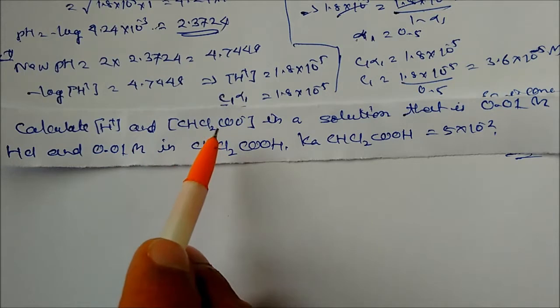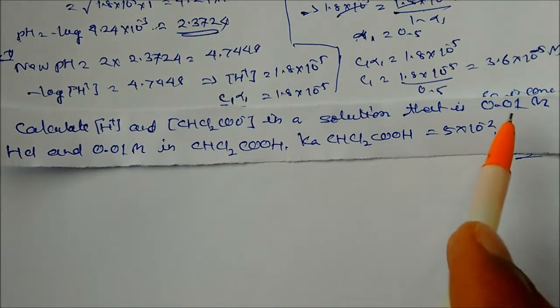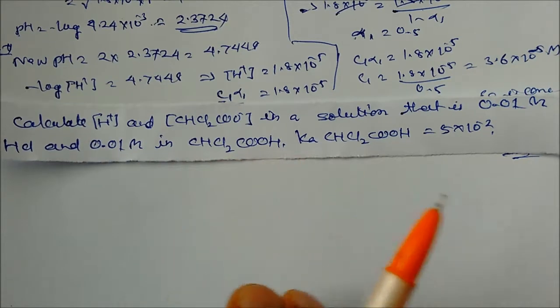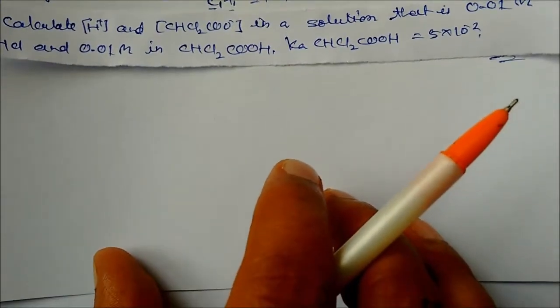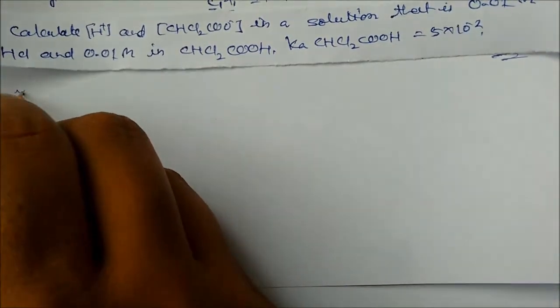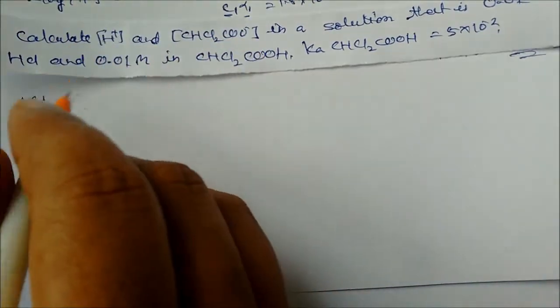H plus and CHCl2COO minus in a solution that is 0.01 molarity HCl and 0.01 molarity CHCl2COOH. So K is also given here. We have to solve this equation. So how to solve it? So again we see right here, C is already given here. Put here.